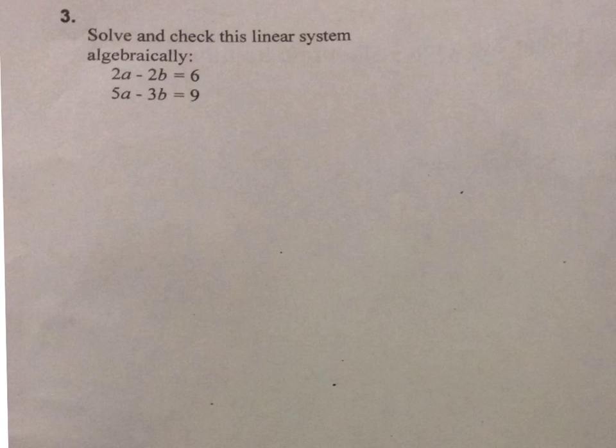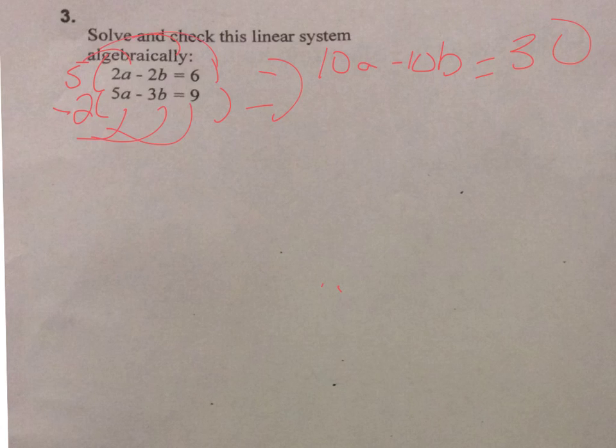Let's say that I want to create a match with the a's. I want them to have the same variable, which they do, the same coefficient and opposite signs. I could do that by multiplying both equations by each other, because then I would get 10a minus 10b equals 30, because I distributed the 5, and I would get 10a minus 6b equals 18, except I need them to be opposite signs, so I'm going to make one of them negative. And by doing that, now I have negative 10a, positive 6b equals negative 18.